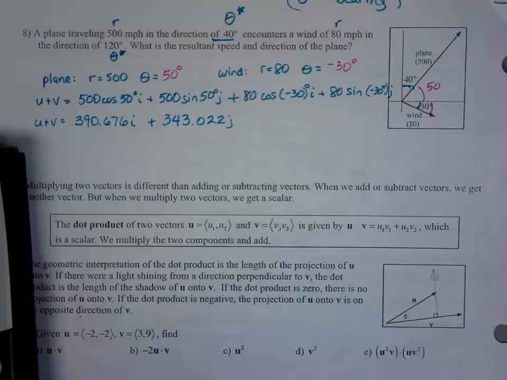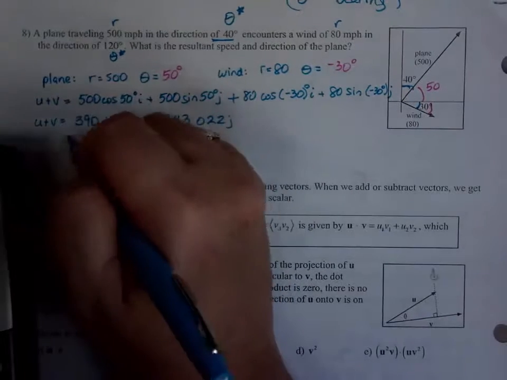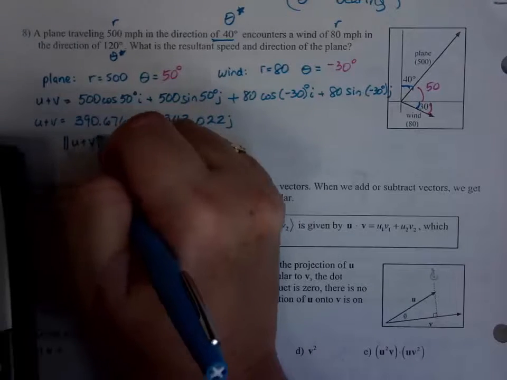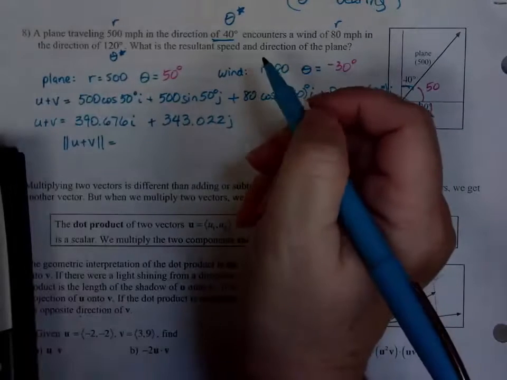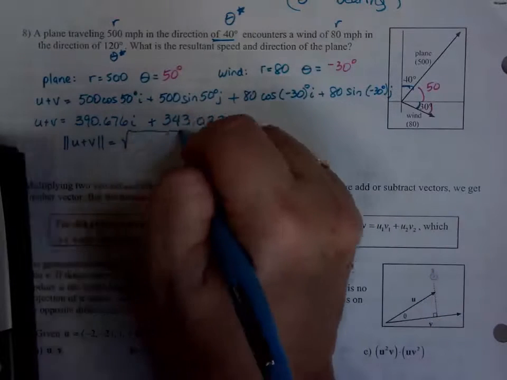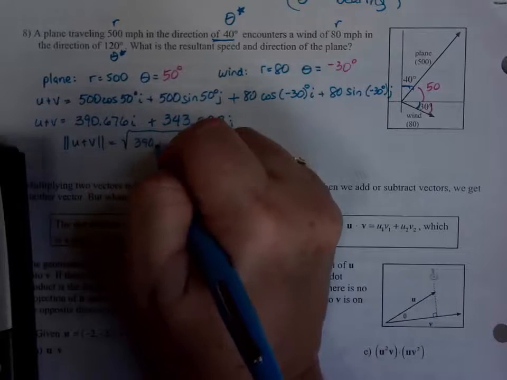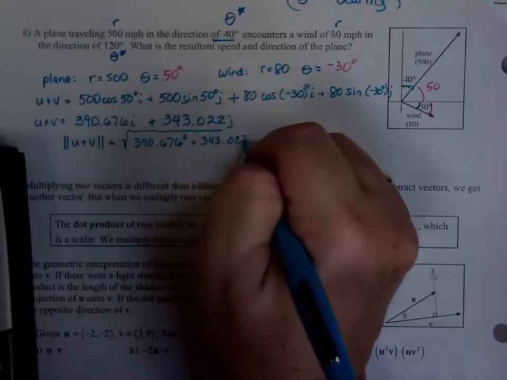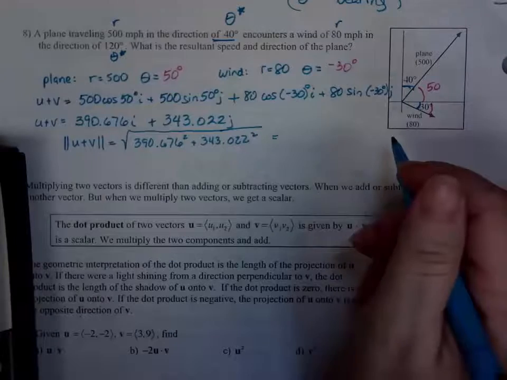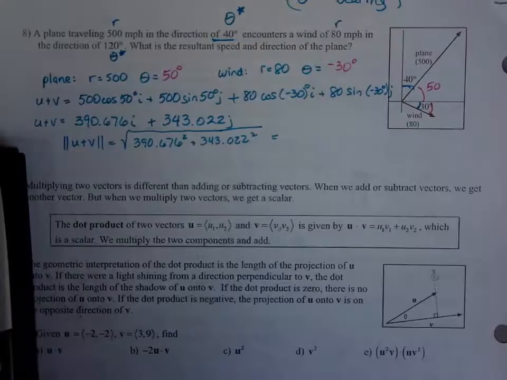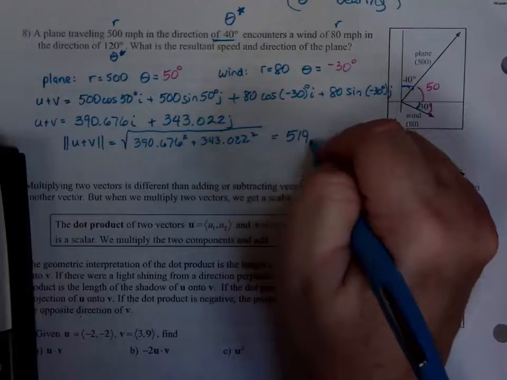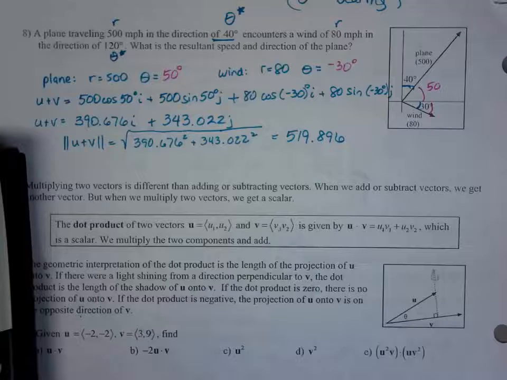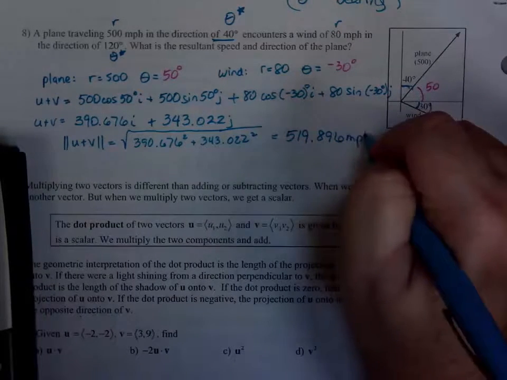So now we need the resultant speed, which will be the magnitude of this. So this is the square root of the 390.676 squared, then the 343.022 squared. Remember, we drop the i's and j's when we do this. Yes? So we get 519.896. How should I label this? Miles per hour. Very good. Okay, so that's its resultant speed.